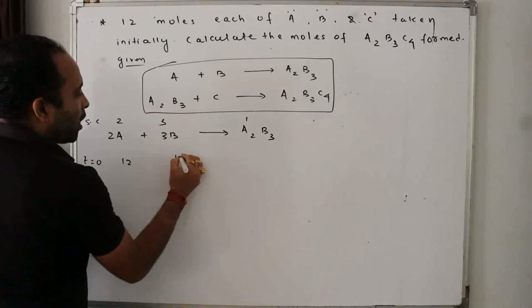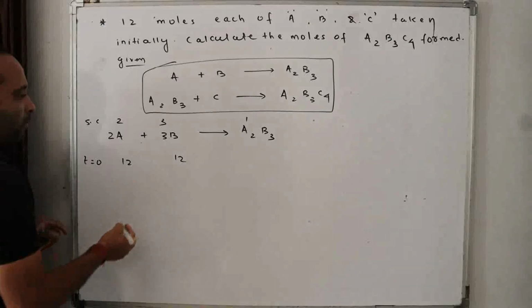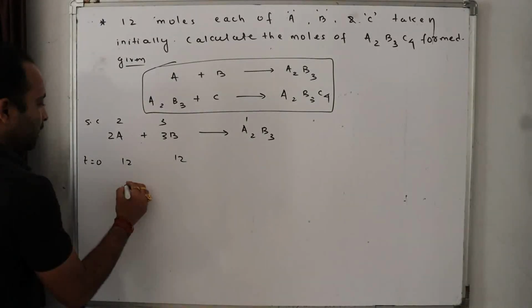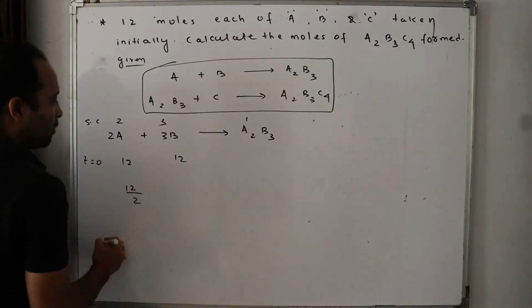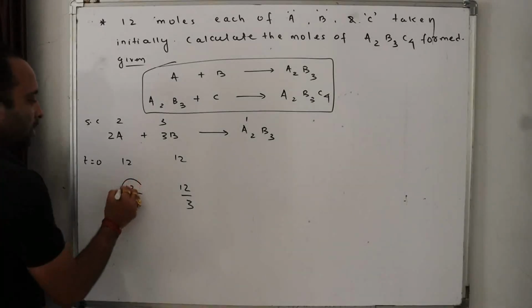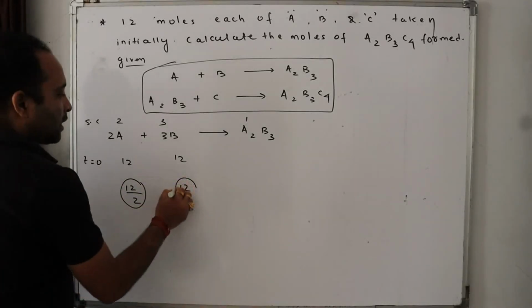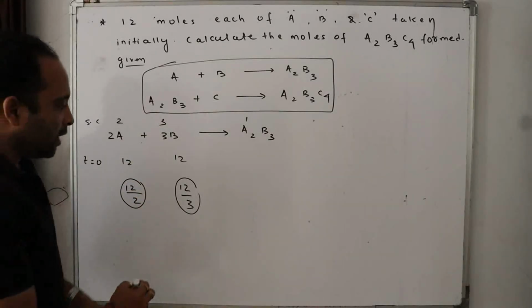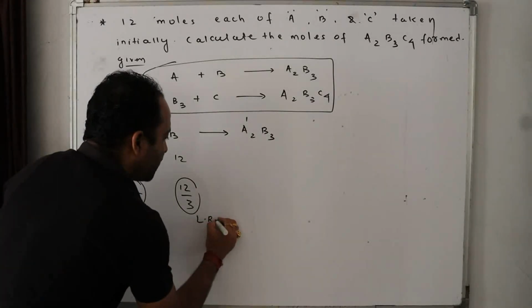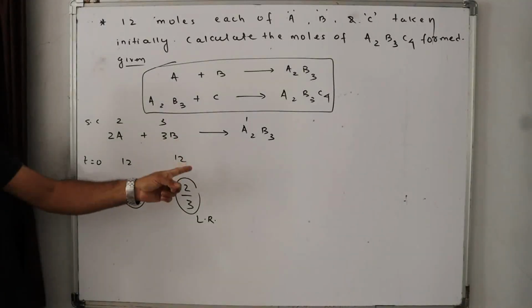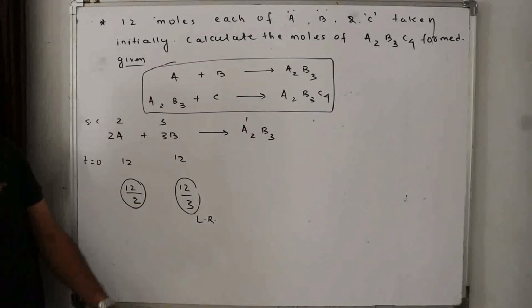Here 12 moles, here 12 moles. Now, if I go for the mole-mole analysis to find the limiting reagent, how can I find it? It is 12 by stoichiometric coefficient, 12 by stoichiometric coefficient. So this comes to 6, and this comes to 4. That means the lesser value is the limiting reagent. So who is the limiting reagent here? B. Here B is the limiting reagent. It means the entire B will be reacted.